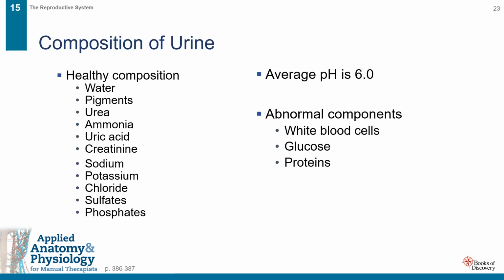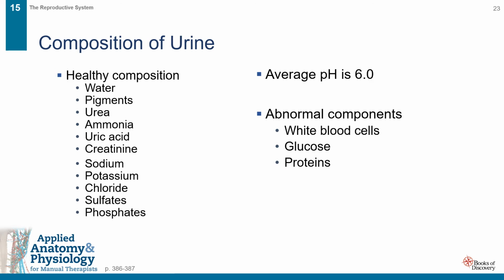Now let's take a look at the composition of urine. Since the kidneys are responsible for cleansing waste and metabolic byproducts from blood, analysis of urine composition provides as much information about general health as it does about kidney function. In healthy individuals, urine is a straw-colored or transparent yellow fluid that is mostly water, plus pigments and variable levels of nitrogenous waste and electrolytes.